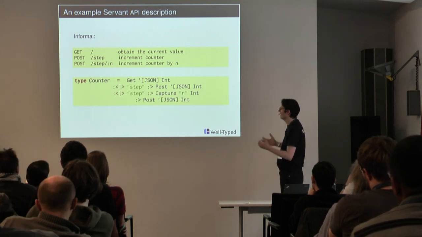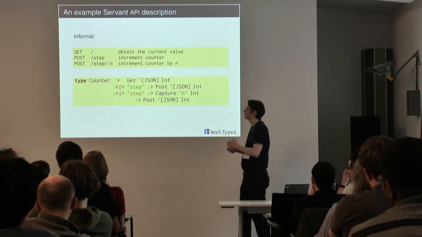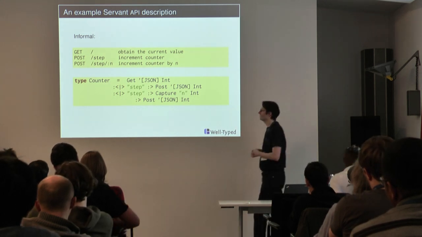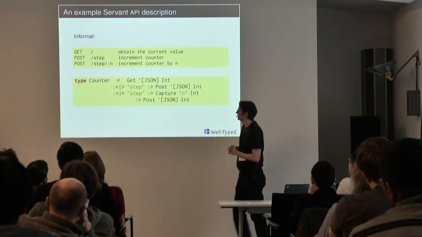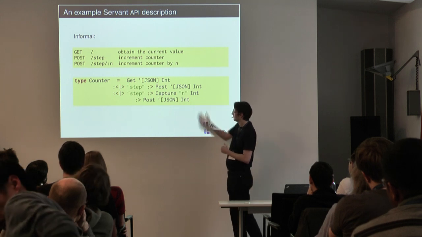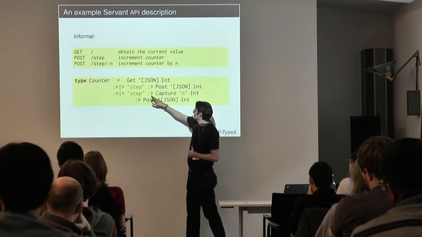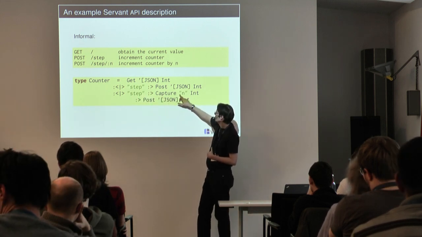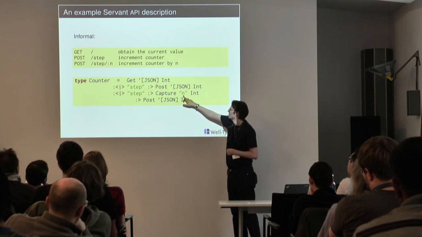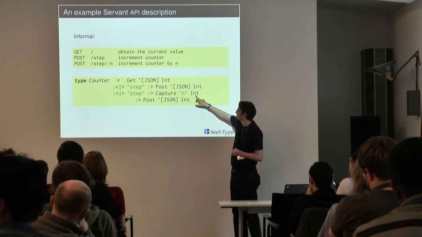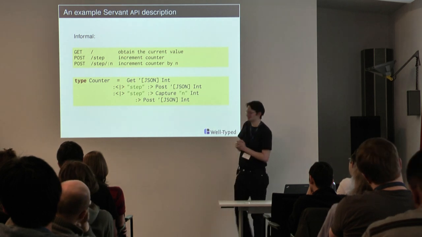And then if we add another one, so we say we can also have a variant of step that actually increments the counter by n, where n is actually taken from the path of the request. We can write it like this. We would chain another one and say step, and then there is a capture, and we actually give the capture a name that can be reused, for example, for documentation. And we say we want to parse this thing as an int, and then it also goes to JSON.